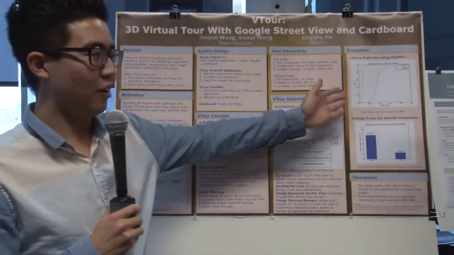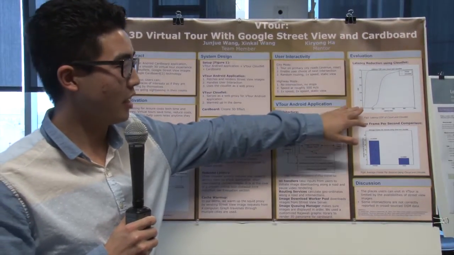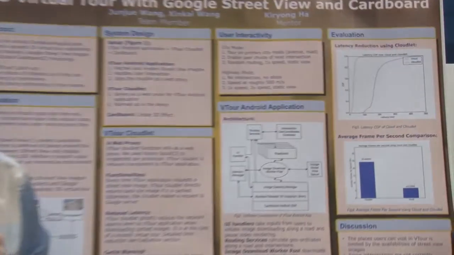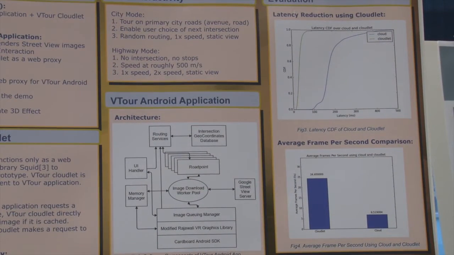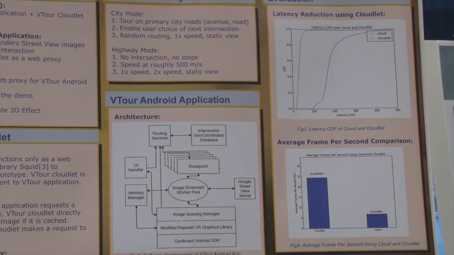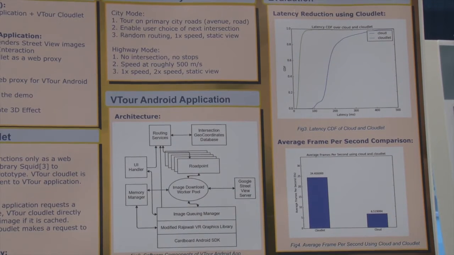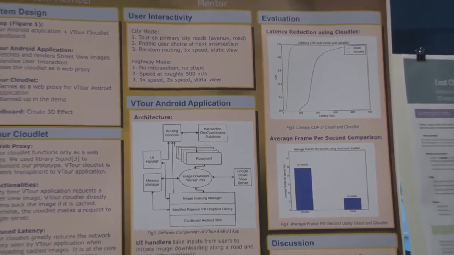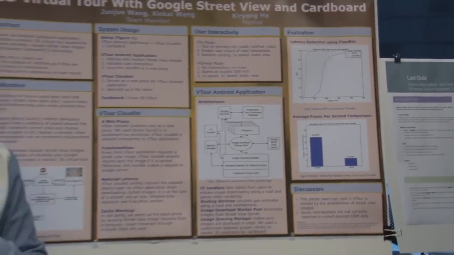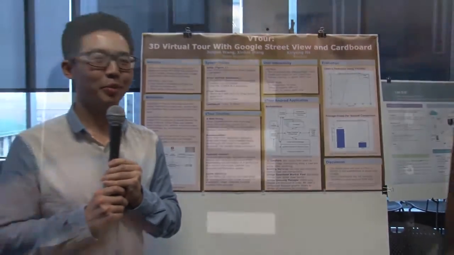Here's our evaluation. By using Cloudlet, we can see most of the images come back within around 50 milliseconds, so that we are able to create a smooth video rendering experience. And in terms of average frames per second, we're able to achieve around 25 frames per second in the whole experience. All right, enough said. Let's see our demo.